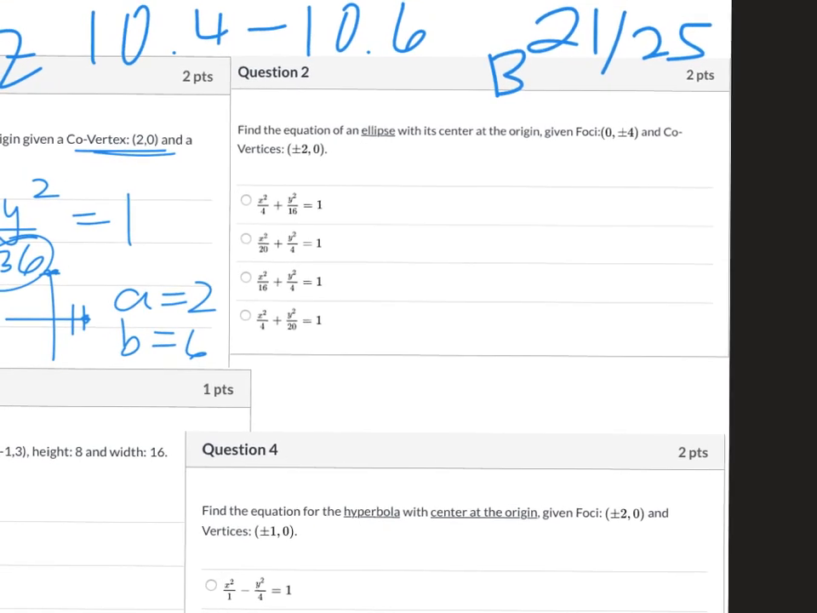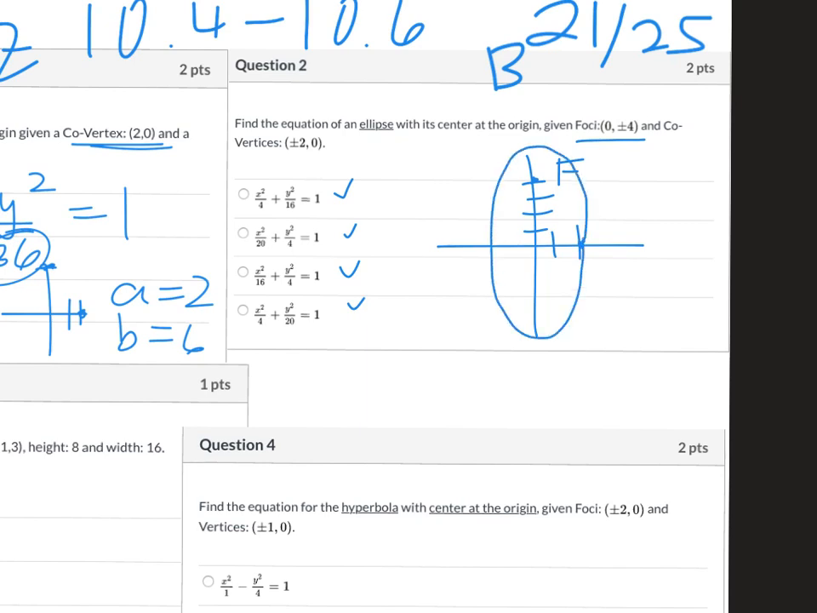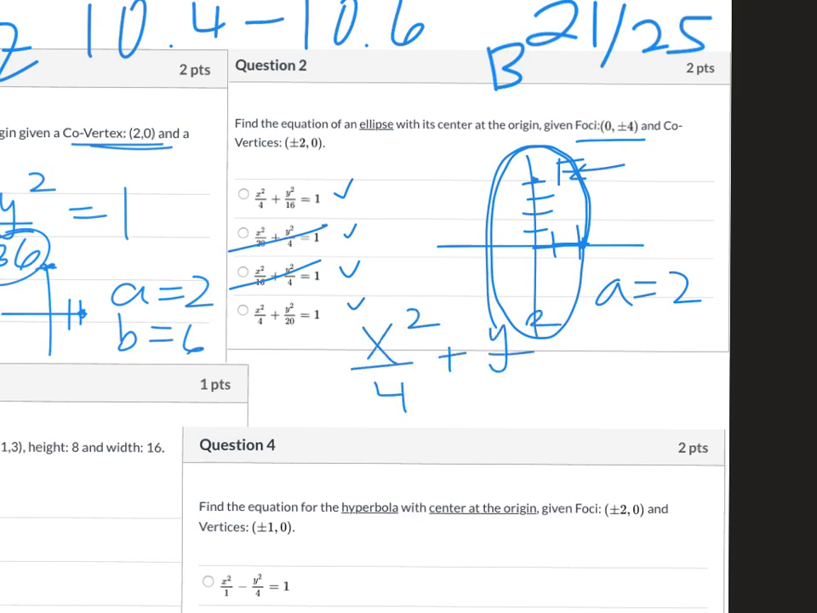All right, number 2. This one's a little tougher. It's an ellipse, and they all have a plus, so we can't eliminate anything. We are given the foci are at (0, ±4), and a covertex at ±2. So our ellipse is going to look like that. It doesn't go through the foci, it goes around it. Well, this A right here is 2, so I know that A squared is going to be 4, so I can get rid of those two. So I have x squared over 4 plus y squared over something equals 1. I've got to figure out what that something is.